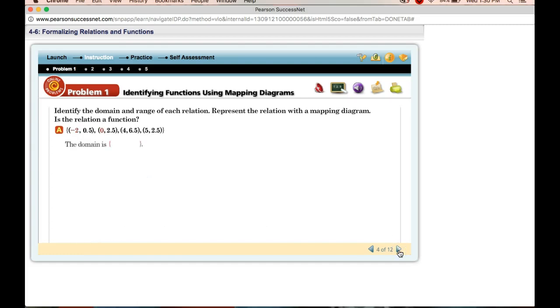The domain contains the x coordinates. The domain is -2, 0, 4, 5. The range contains the y coordinates. The range is 5/10, 2 5/10, 6 5/10. Represent the relation with a mapping diagram by mapping values in the domain to values in the range.